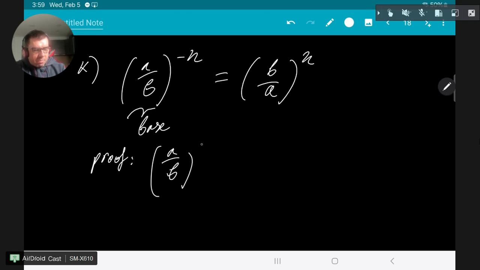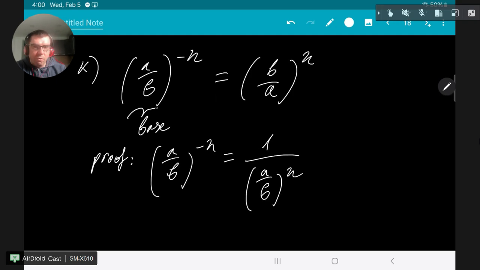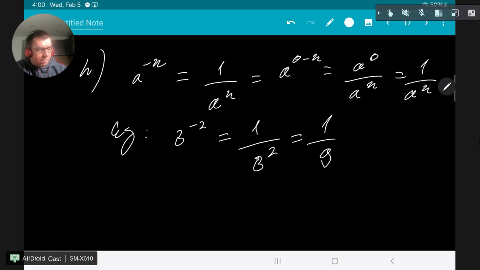a over b to the power of minus n is going to be 1 over a over b to the power of n. So the previous rule, this rule here, h, says that the base has to go into the denominator, and then you change the sign of the exponent from minus to plus. So if my base now is the whole fraction a over b, this a over b goes into the denominator, and I change the sign of the exponent from minus to plus. This is the exact application of the previous rule, this one here.